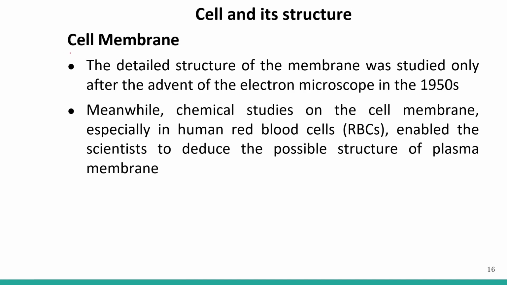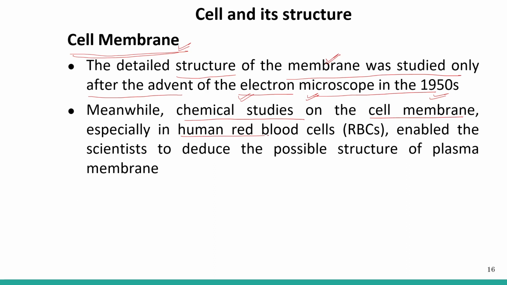Cell membrane. So here we have talked about the cell envelope. Now we are going to discuss the cell membrane. The detailed structure of the membrane was studied only after the advent of the electron microscope in the 1950s. So when the electron microscope was discovered, then the detailed structure of the cell membrane or plasma membrane was studied. Meanwhile, chemical studies on the cell membrane, especially in human red blood cells, that is RBC, enabled scientists to deduce the possible structure of the plasma membrane. The structure of the cell membrane was first revealed by studying human red blood cells.